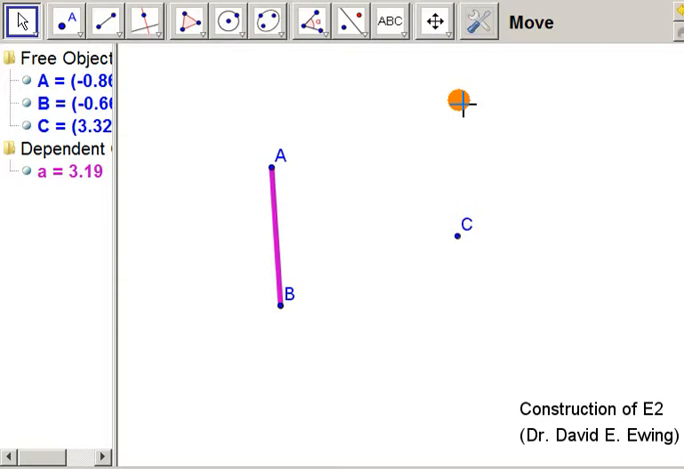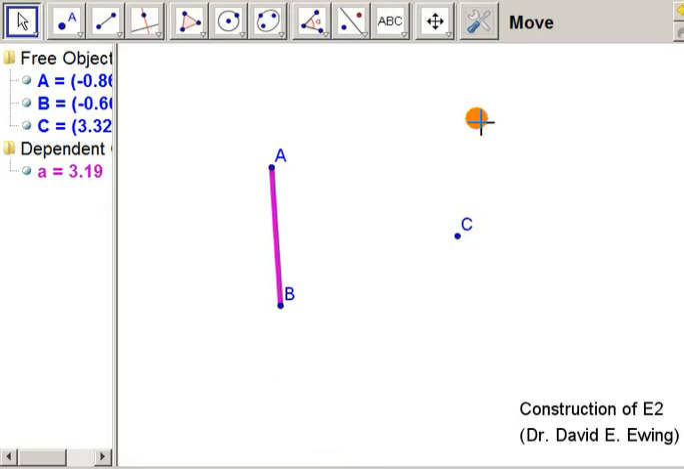Now, Theorem E2 basically says that if you have a line segment and a point, this line segment can be duplicated with C as one of the endpoints. What's important about this is the fact that we will not be using a collapsing compass. That is, we're just not going to measure with a compass and make a mark over here. We're going to use an equilateral triangle and circles to construct a segment that's exactly congruent to AB.